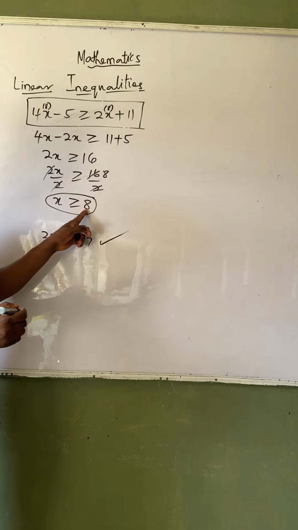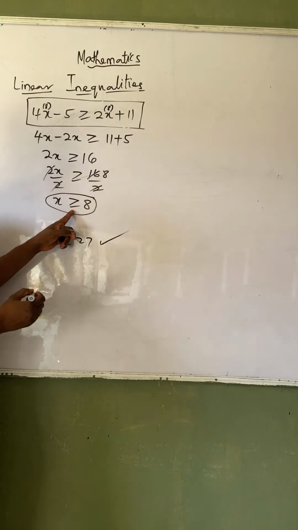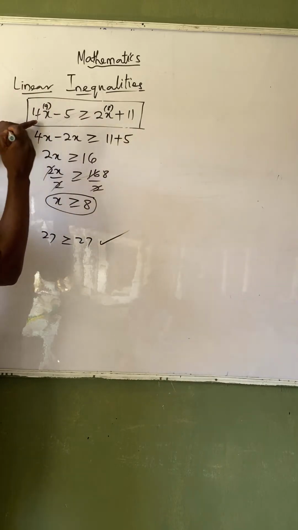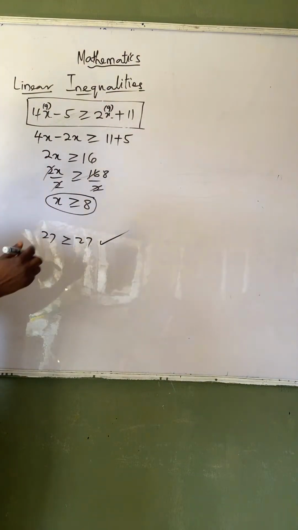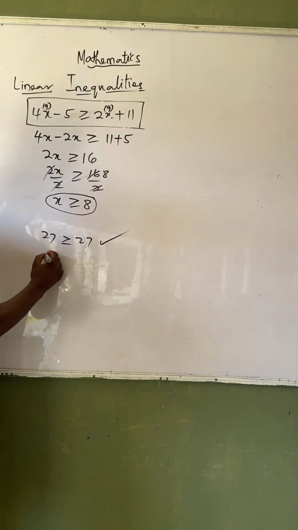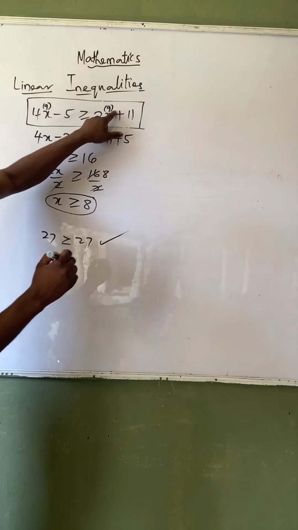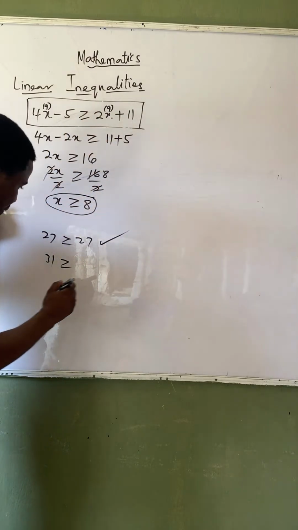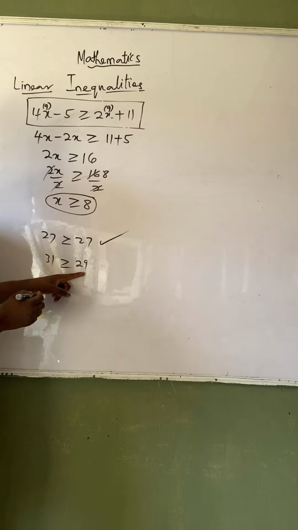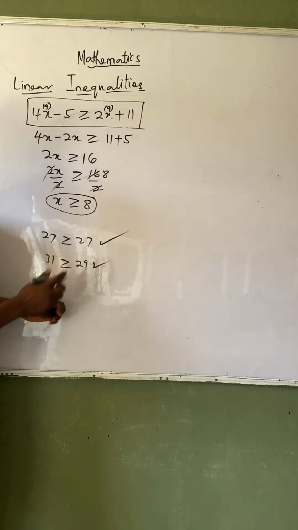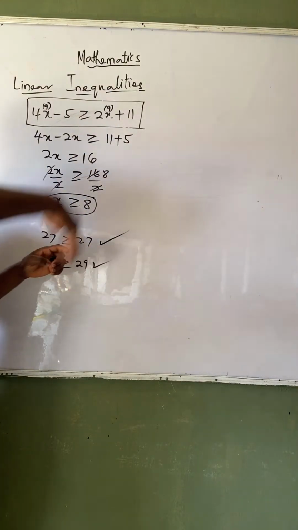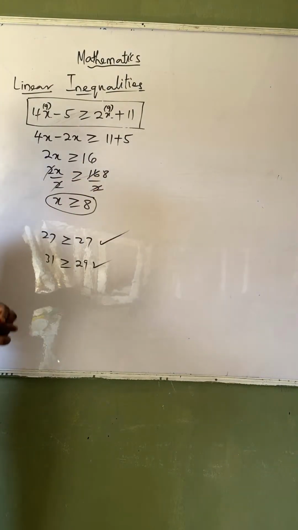Now let's try 9, because x can be greater than 8 or up to 8. Now it's more than 8, so let's try 9. If I put 9 here and 9 here, let's see if it will obey the inequalities. It's not just about solving the solution. 4 times 9 is 36. 36 minus 5 is 31. Then 2 times 9 is 18. 18 plus 11 should be 29. Is this correct? 31 greater than or equal to 29. So that means this is correct, because 31 is greater than 29. If you go on and put the value of 10, 11, 12 to infinity, it obeys that. So that is the first thing I want you to understand.